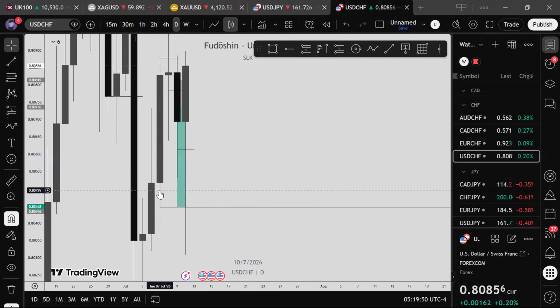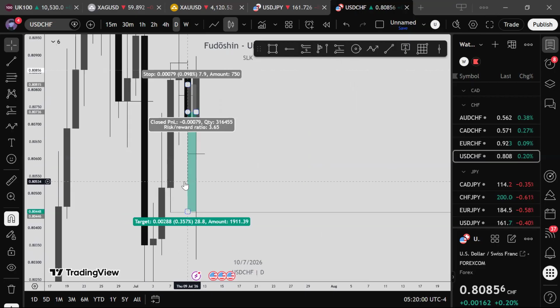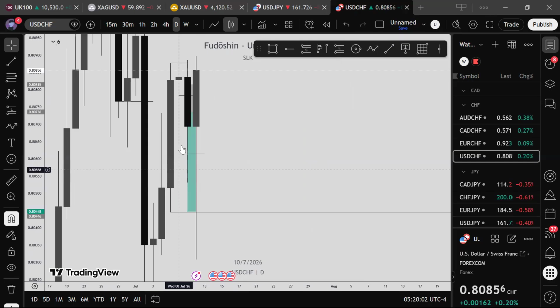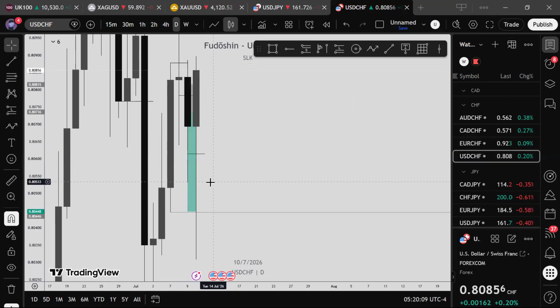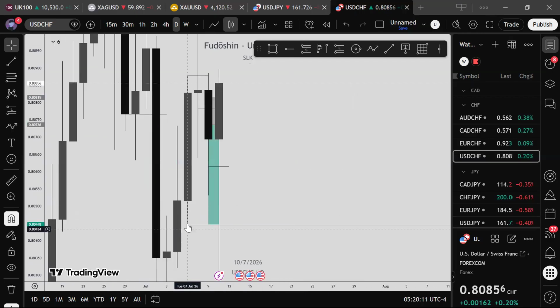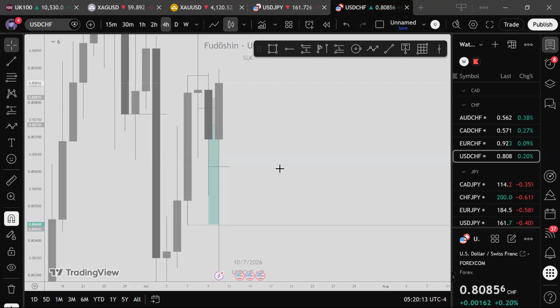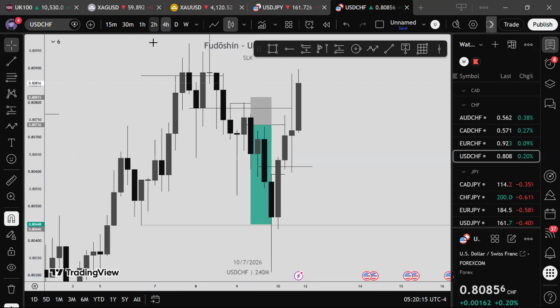So Tuesday gave us the AMD, I forgot the name, accumulation, gave us the accumulation candle. Wednesday gave us the manipulation candle, and Thursday gave us the expansion candle, right? So my target was obviously this low, there's nothing much to it really.